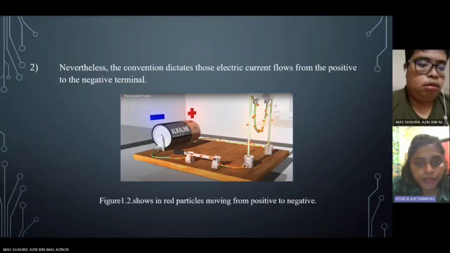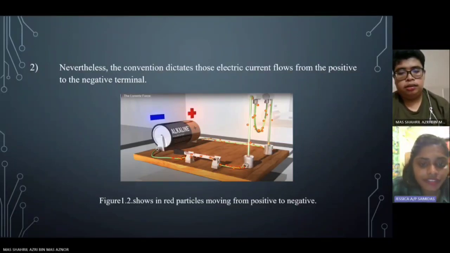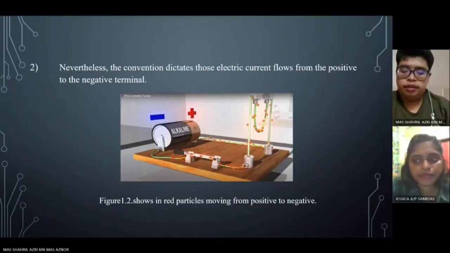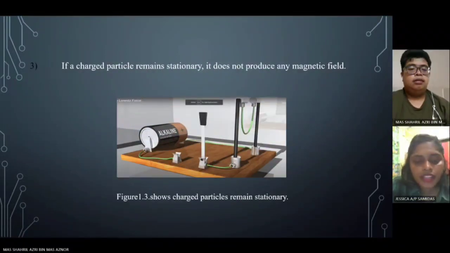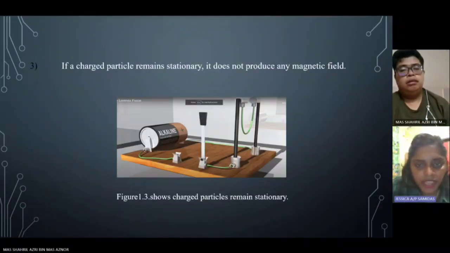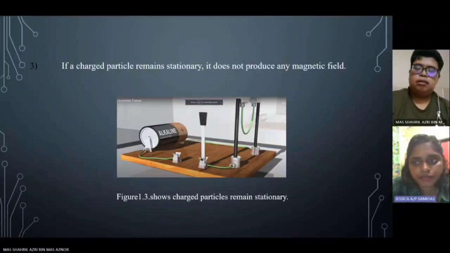Next we can see here electric current flows from the positive to negative terminal, which is the red particles moving here from positive to negative. Now it's not switched on, so it remains stationary, which means it doesn't produce any magnetic field.